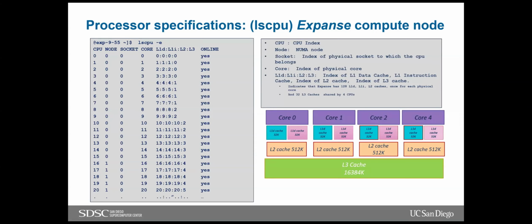So the next thing we see is the cache here. The L1 data cache, L1 instruction cache, and L2 cache each have the cache associated with each physical core. If this were a threaded machine, threads from the same core would have to share those caches. But L3 is a little different. You can see that L3 is shared by 4 physical cores.